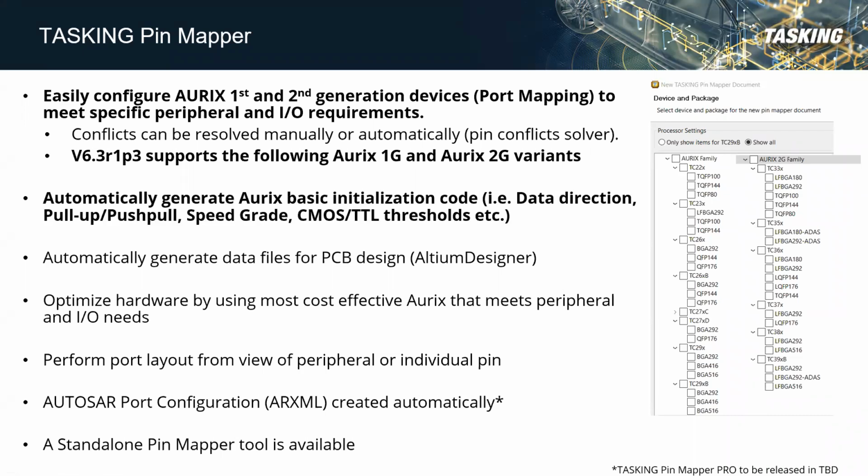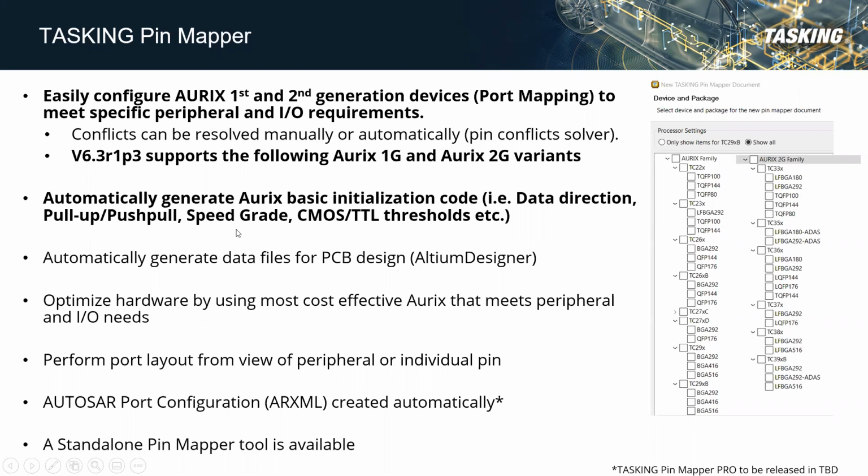The next highlight of the AURIX pin mapper tool is that it allows you to automatically generate that basic initialization code. So it allows you to set up data direction. Are you using a port IO as an input or an output? Is it a pull up? Is it open drain? Is it in a push-pull configuration? What are the thresholds? Are we using CMOS or TTL? And more importantly, what is the speed grade?